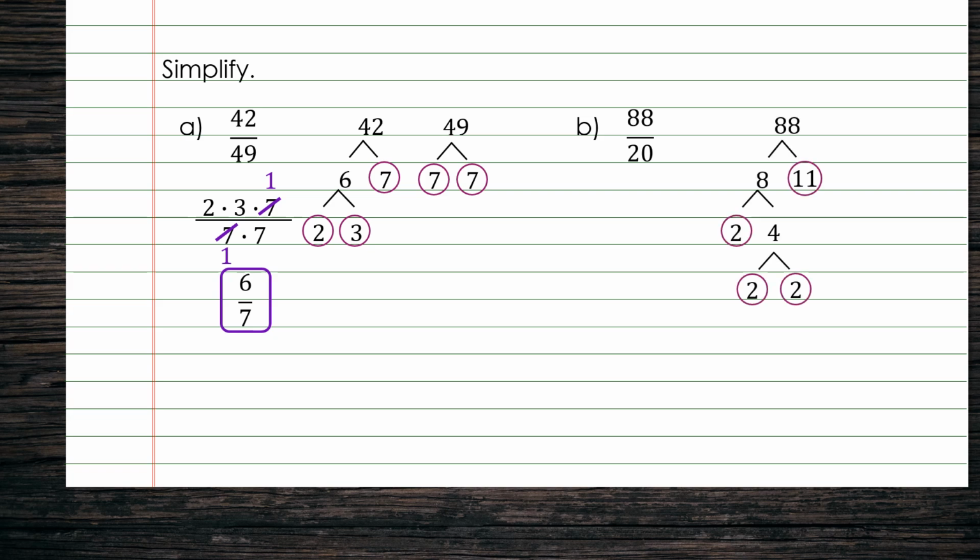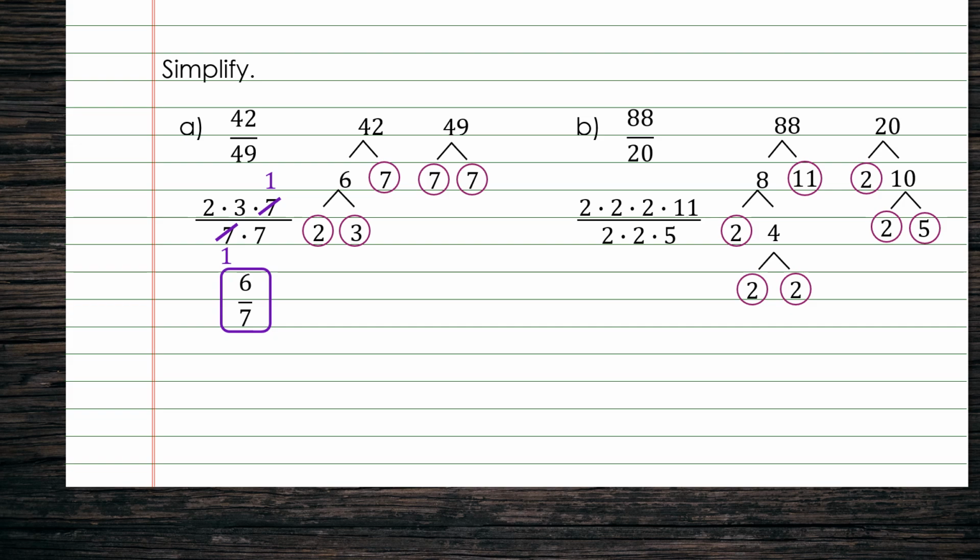Hopefully for 88, you ended up with the factors of 2 times 2 times 2 and times 11. And then for 20, I hope you ended up with the factors of 2, 2, and 5. Now that we have the factors, we simply rewrite the fraction in factored form. So again, in the numerator, in no particular order, we should have 2 times 2 times 2 times 11. And in the denominator, we should have 2 times 2 times 5.